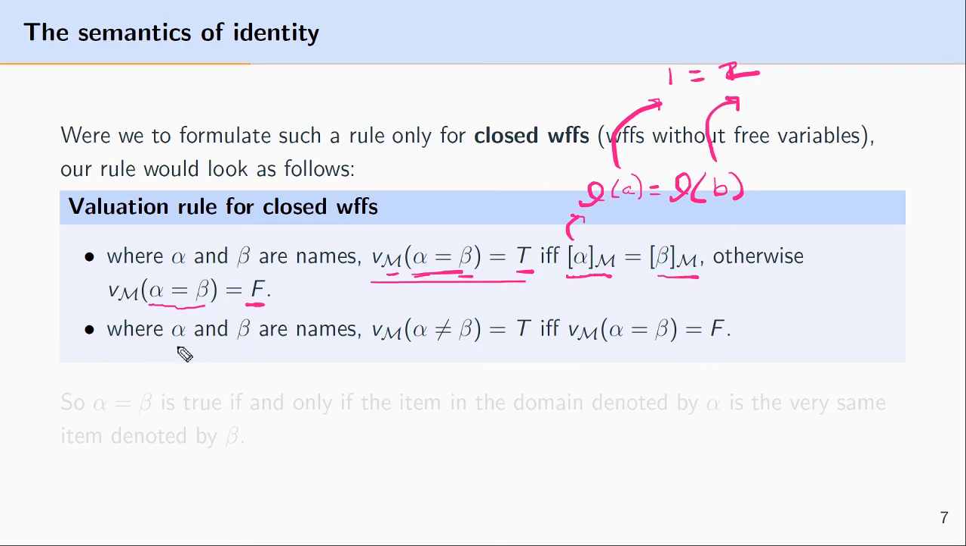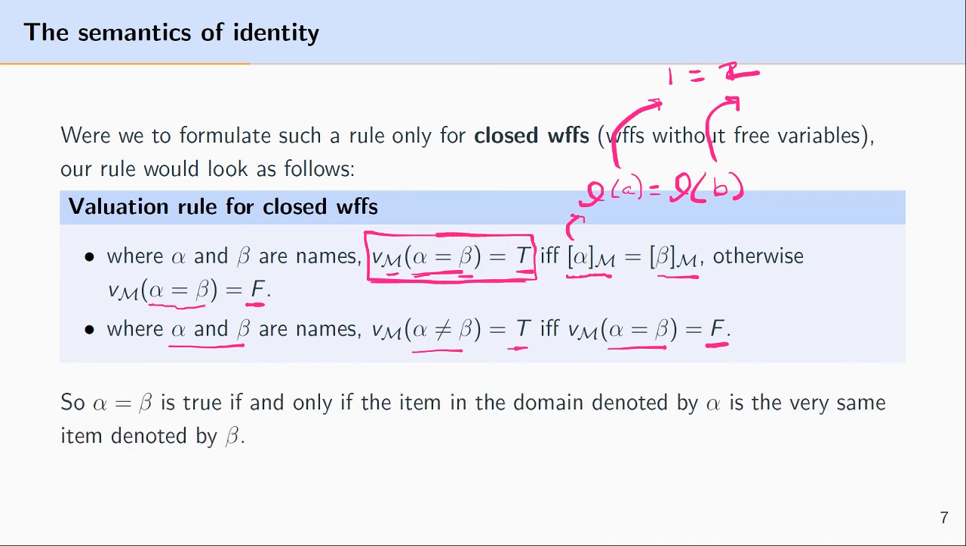Alternatively, we can say that when alpha and beta are names, the formula A does not equal B is true if and only if the formula A equals B comes out as false. So it's pretty straightforward. A does not equal B when the formula A equals B is not true. All of this makes intuitive sense.